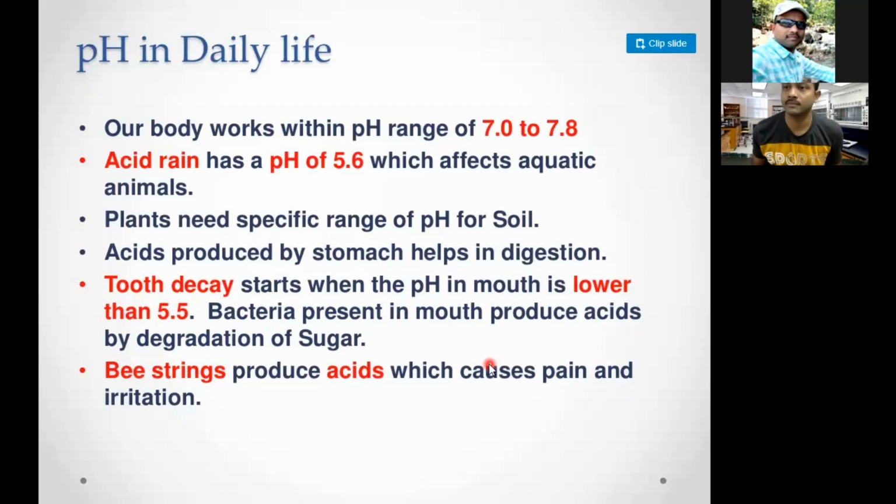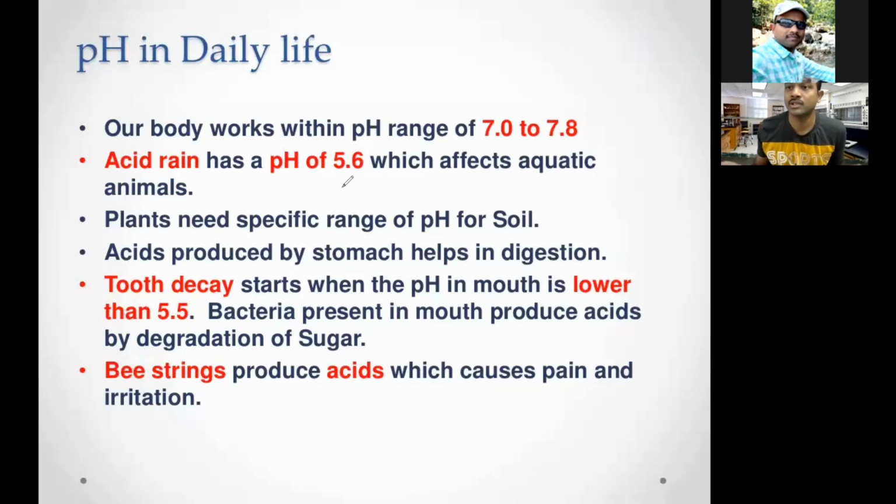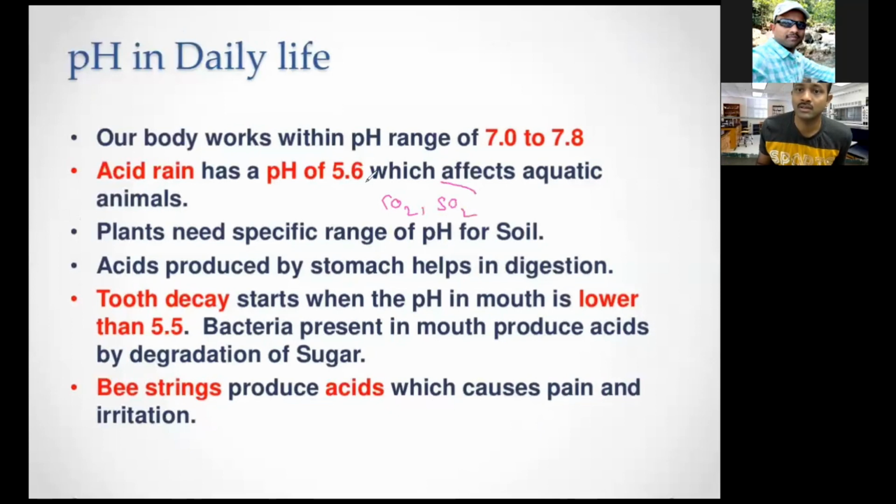How do you get acid rain? When rain is falling, there is pollution in our atmosphere, right? What are the types of pollution you have in the atmosphere? Carbon dioxide is there, sulfur dioxide is there. These are acidic oxides, right? Non-metallic oxides are acidic in nature. When these non-metallic oxides, CO2 or SO2, react with the rainwater, they will form carbonic acid, sulfuric acid or sulfurous acid. These are acidic in nature.